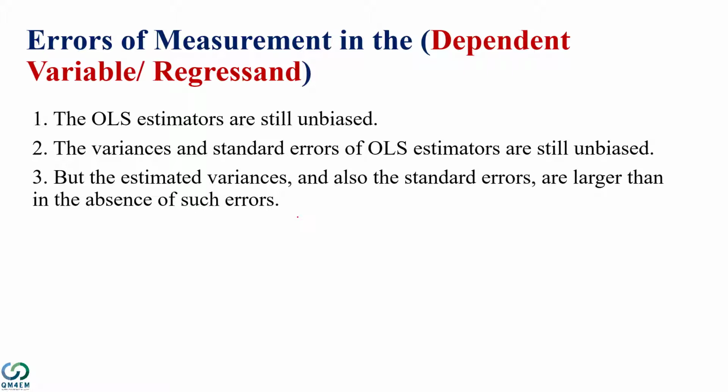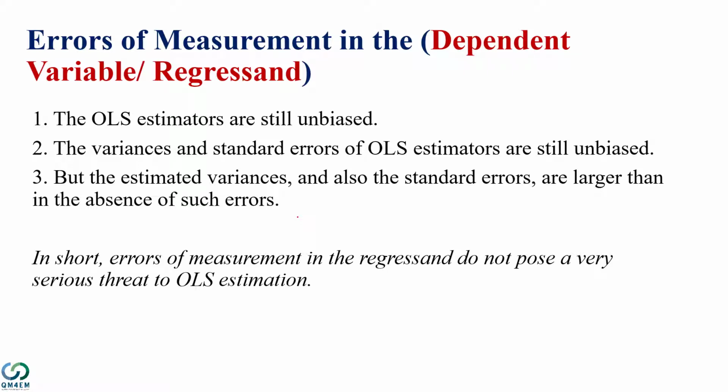So in simple words, it means if you have a case of measurement error in the dependent variable and another case without measurement error in the dependent variable, and if you run the model with both dependent variables, the one having measurement error will have a relatively larger standard error compared to the one which is free from these measurement errors. So in short, if we look into the consequences, it's not so severe, or we can say it doesn't pose a very serious threat to the OLS estimation.